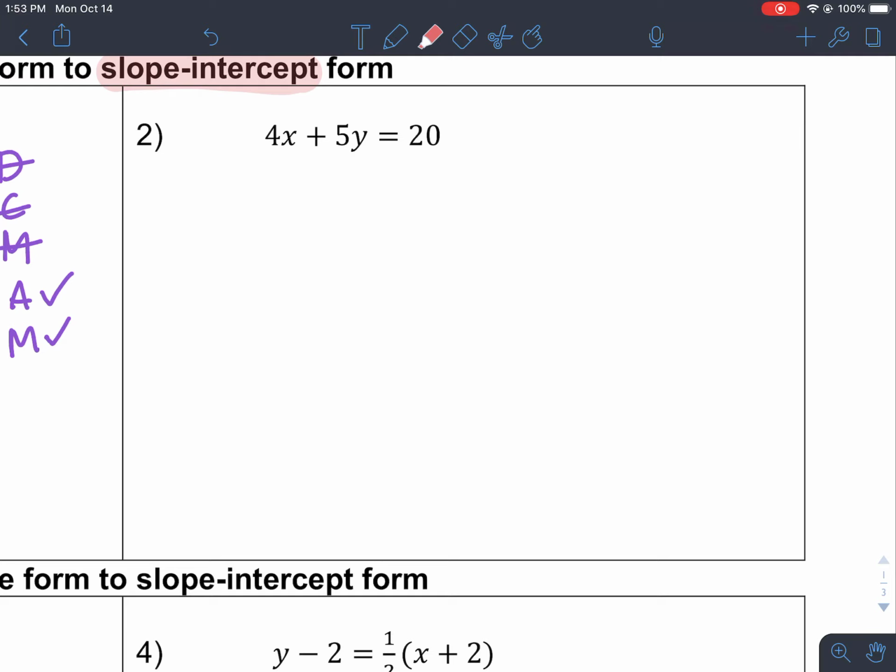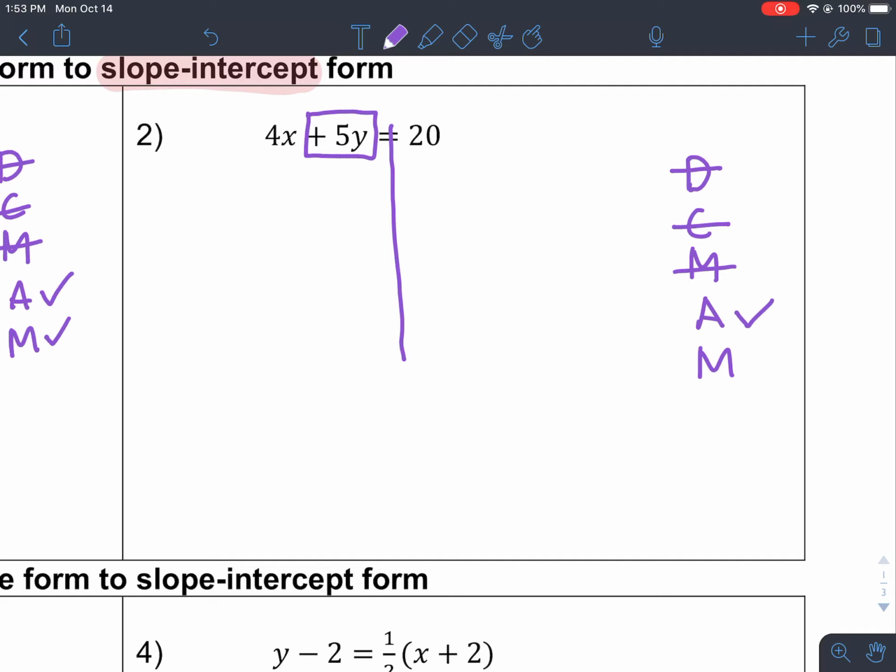Number 2, 4x plus 5y equals 20. Again, I'm starting with Don't Call Me After Midnight. And I'm going to box +5y because that's what I'm trying to get by itself first. There's no distribution. I don't need to combine like terms or move variables, but I do need to add or subtract. So I'm going to go ahead and get that 4x to the other side, so I'm going to subtract it.